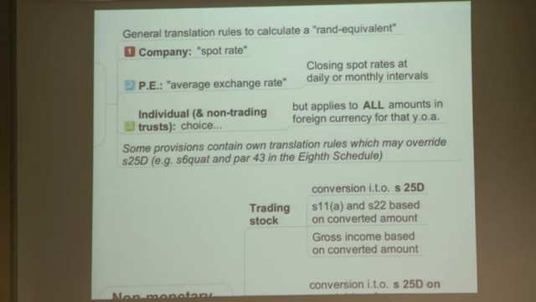Then just in italics underneath that, I wrote some provisions contain their own translation rules which may override section 25D. So unless I have a specific other rule, I always default back on 25 capital D. Now the two main ones that we're going to deal with is section 6 quat, but that only comes in the resident lecture either next week or the week thereafter, that I will get to 6 quat. And then the 8th Schedule one we will do today, and that is paragraph 43 of the 8th Schedule.